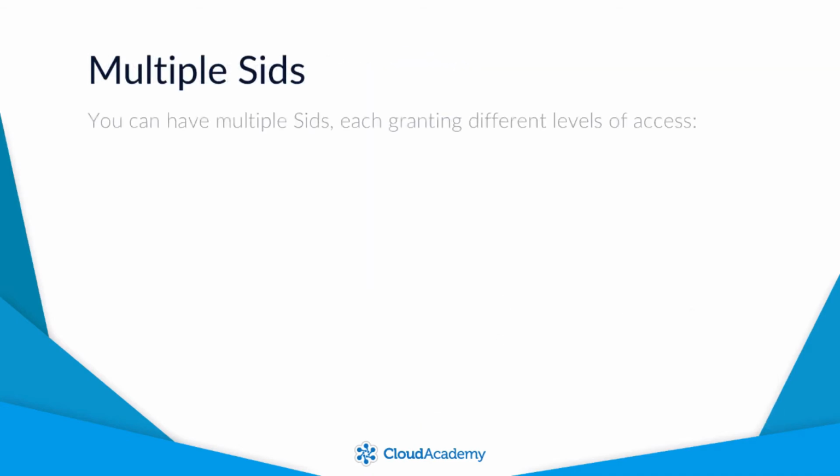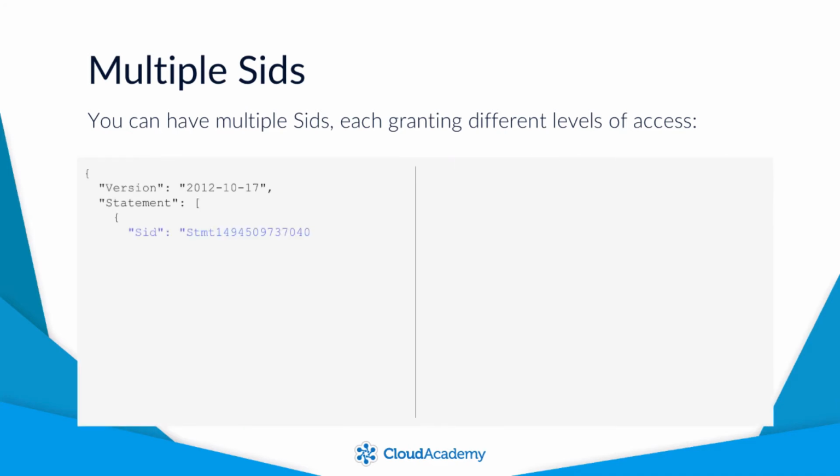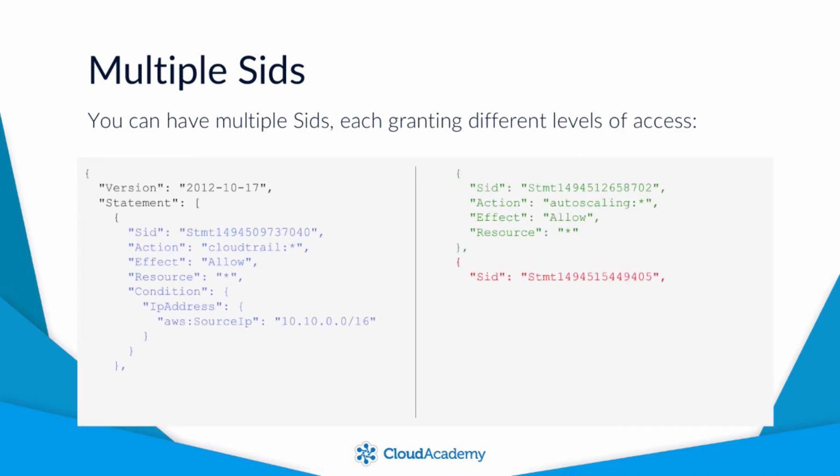As I mentioned previously, you can have multiple SIDs within a statement, each granting a different level of access. The example below demonstrates this, and I have highlighted each in a different colour to show the separation. The first SID allows any resource full access to CloudTrail as long as their source IP address is within the 10.10.0.0/16 range. The second SID allows any resource to have full access to autoscaling.